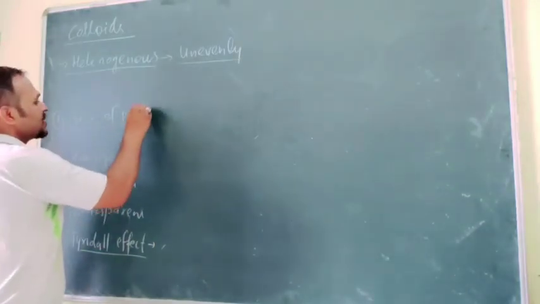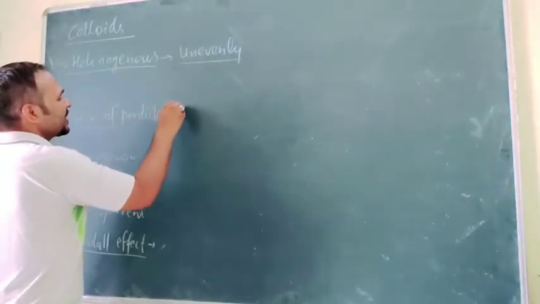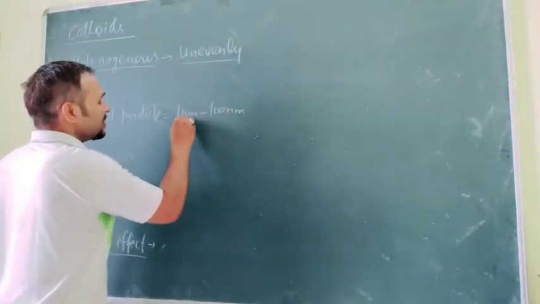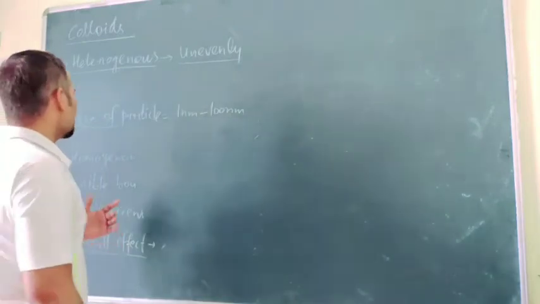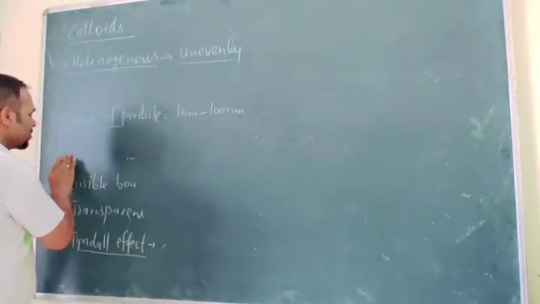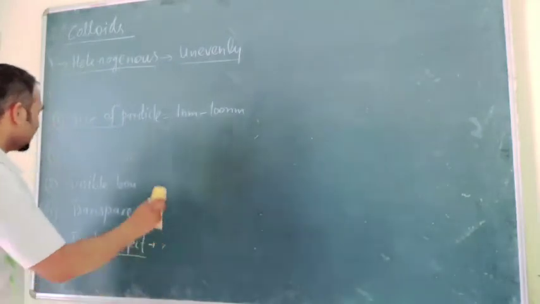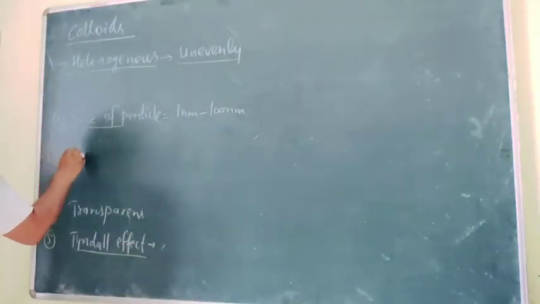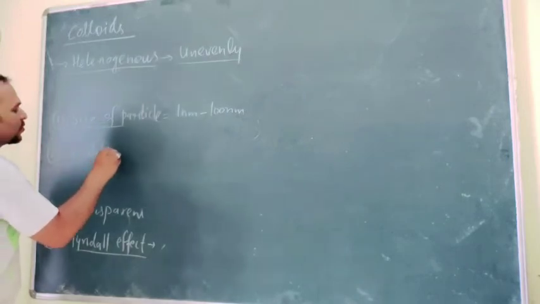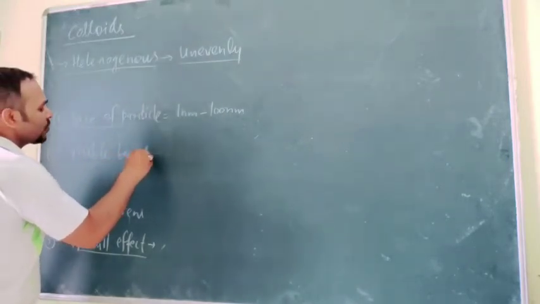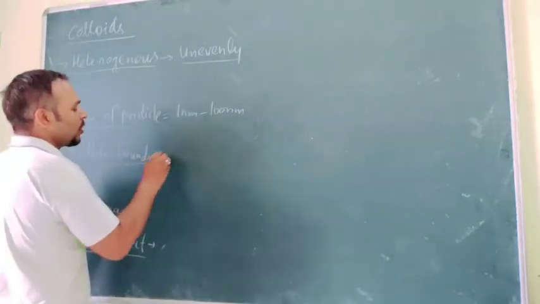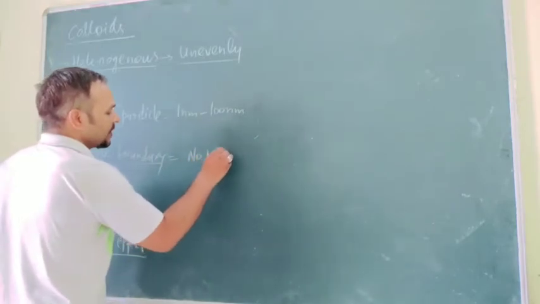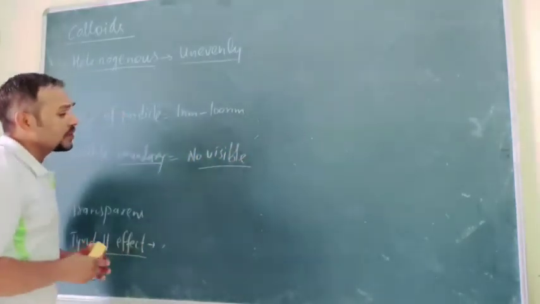If we are talking about the size of the particle, the size will be 1 nanometer to 100 nanometer, right? That means they are large enough compared to a solution. They are heterogeneous, right? And visible boundary: in the case of colloids, we are not able to see a visible boundary. No visible boundary, right? It will look like a solution.